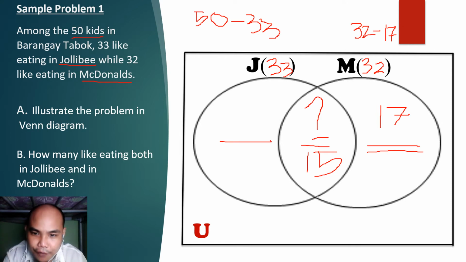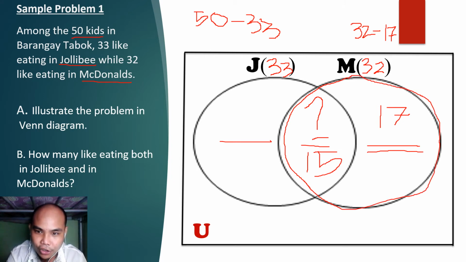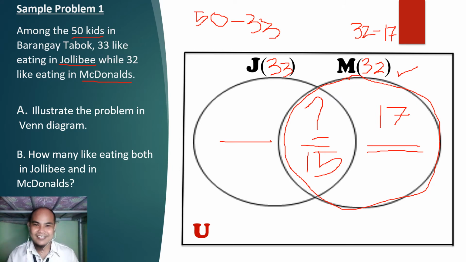Take note of this. 15 and 17 belong to this circle. And what is this circle? That circle is our McDonald's. And how many kids like McDonald's? There are 32. Let's check. 15 plus 17 is equal to 32. That's correct. That is how to check your answer if you're correct or wrong. 15 plus 17 is 32. That's right. How about this one?